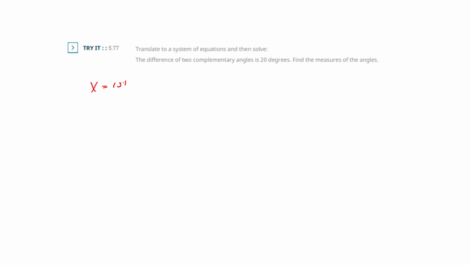So this dictionary is not super helpful, but I got x is the first and y is the second. Now it says the difference of these two angles is 20. And so you're like, where's the other equation? Well, they told us that the two angles are complements of each other, and c and 90 go together, and s and 180 go together. Okay, so I get this.